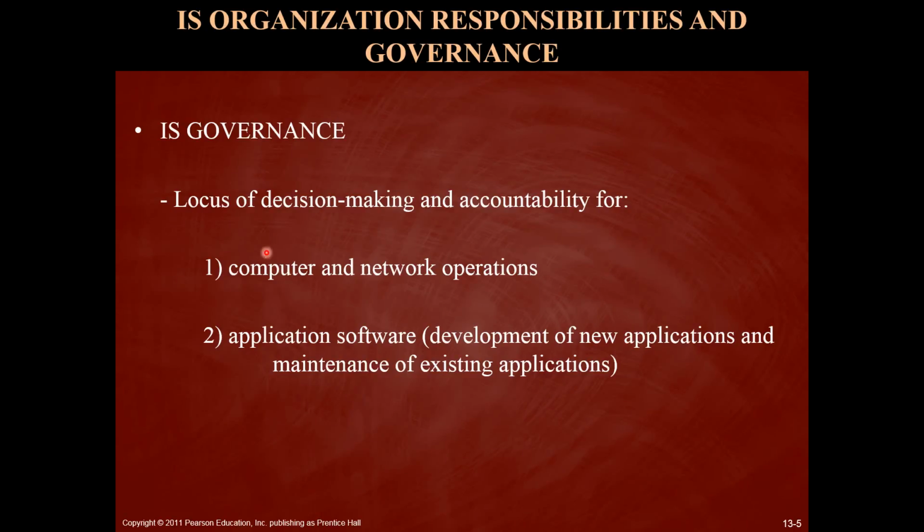And IS governance typically involves developing policies that outline decision-making and accountability for computers and networks, and also for software. So hardware, networking equipment, which probably falls into the area of hardware, and application software. So IS governance largely outlines decision-making, authority, and accountability in relation to these 2 categories.